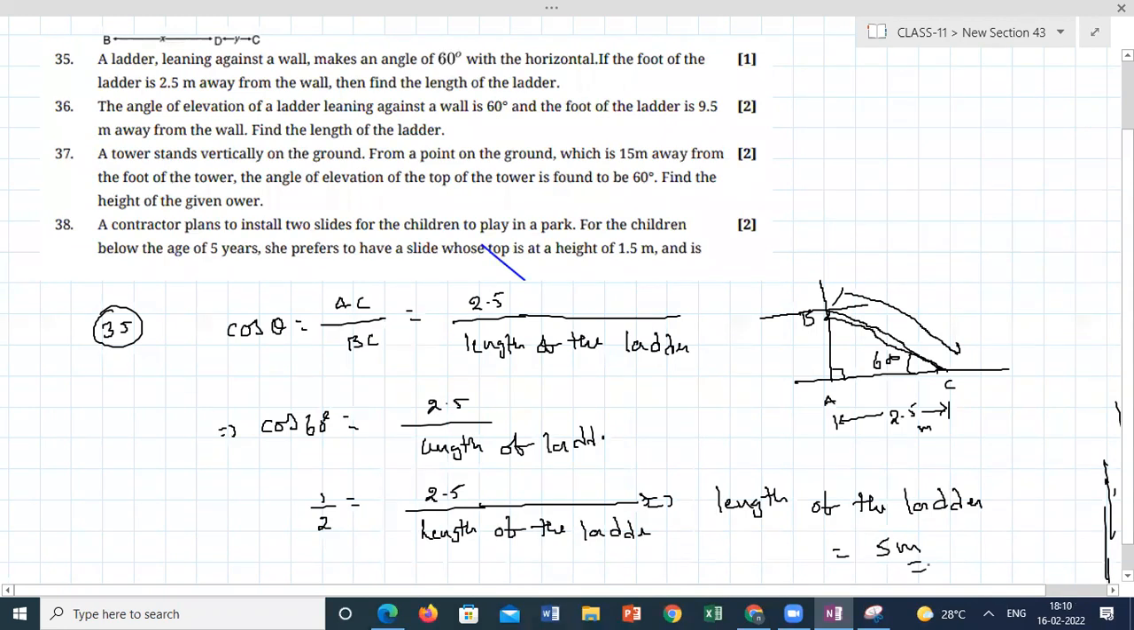Is it clear for everyone? Here you have to remember all the trigonometric ratios of standard angles. That table I am going to draw before going to the next question. Is it clear, this question? Is it clear, students? Yes, sir.